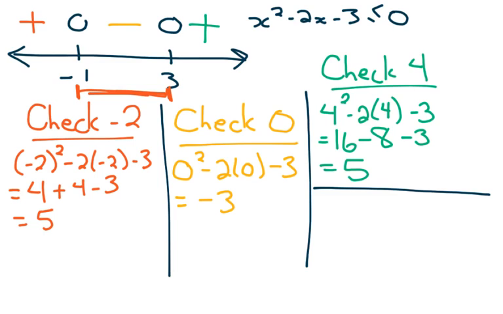How do we say that? Well, we can use inequalities again. The nice thing is that this is one region that is sandwiched between two numbers. So our x, whatever value, is going to be in between negative 1 and 3.